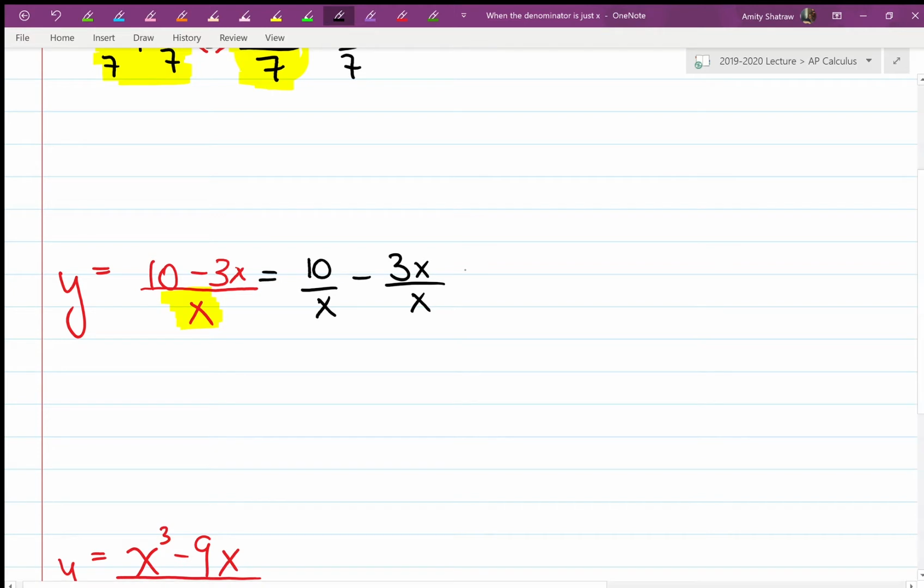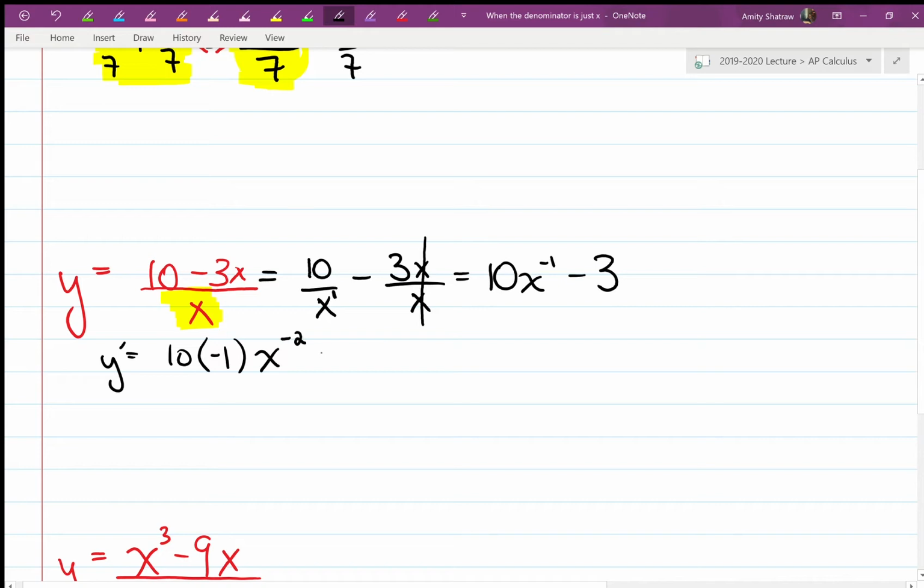Really 10 over x is the same thing as 10 times x to the negative 1 power. There's a hidden invisible 1 there, and it's in the denominator, so I can bring it up into the numerator, and now I should be able to use the power rule on it. Not only that, but this x over x disappears entirely, and so I just have a negative 3. To find the derivative of my function, I have 10 times that power of negative 1, and x is reduced by another power, so x to the negative 2 power is what I end up with.